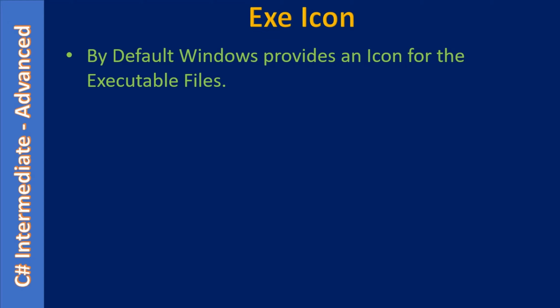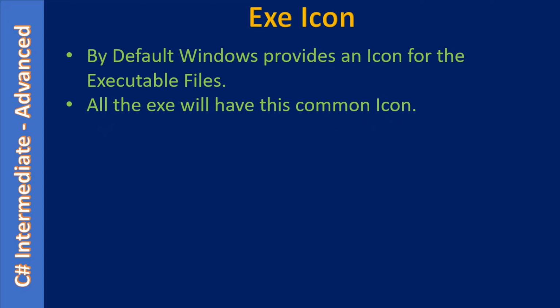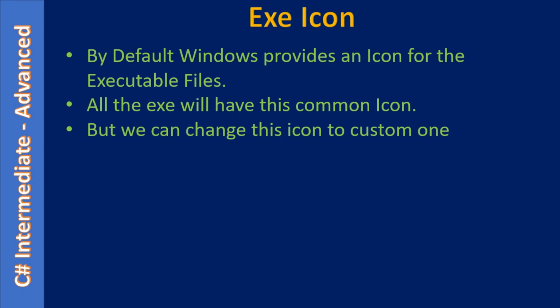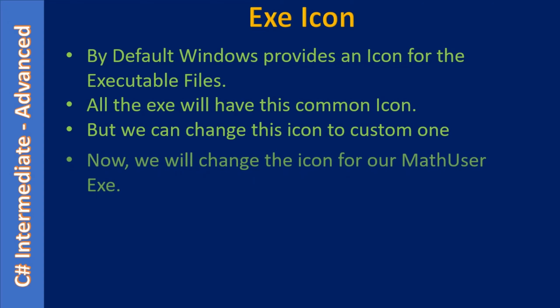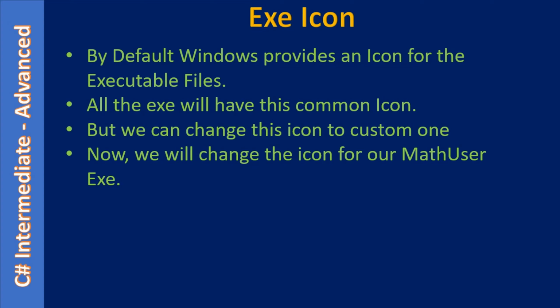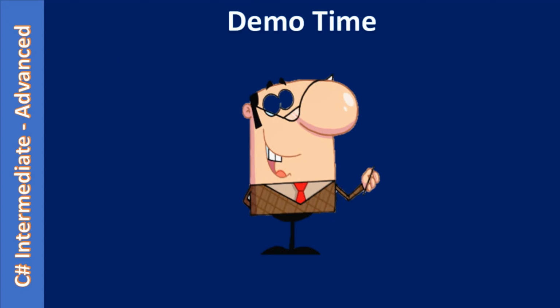So by default, Windows provides an icon for the executable files. All the exe will have this common icon. So in our Windows system, if there are multiple executable files and if they don't have a custom icon, they all share this same common icon which Windows provides. So that means we can change the icon for exe. In this video we will change the icon for our MathUser executable. Let's go for the demo.